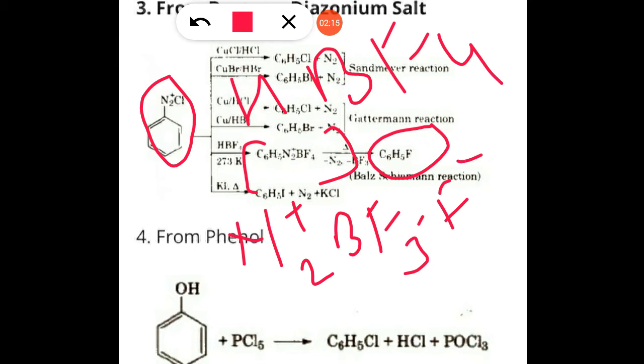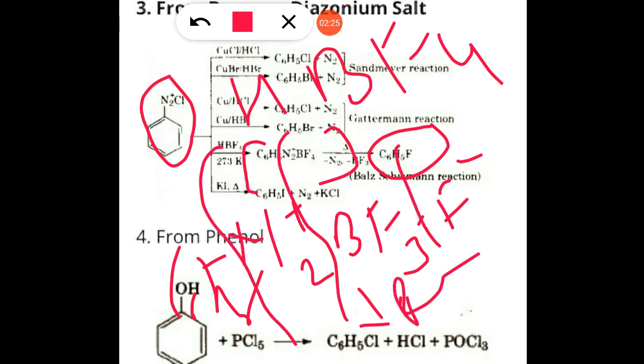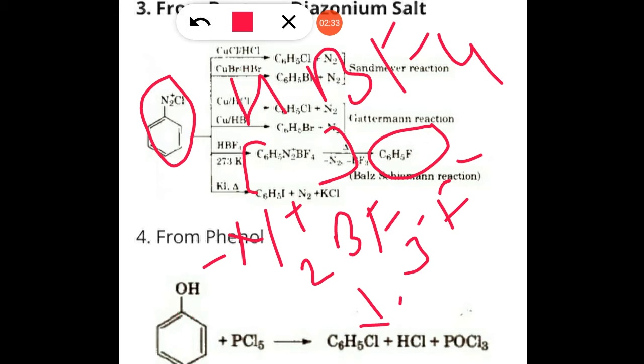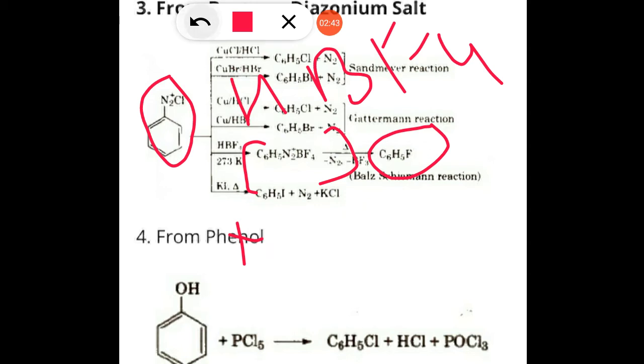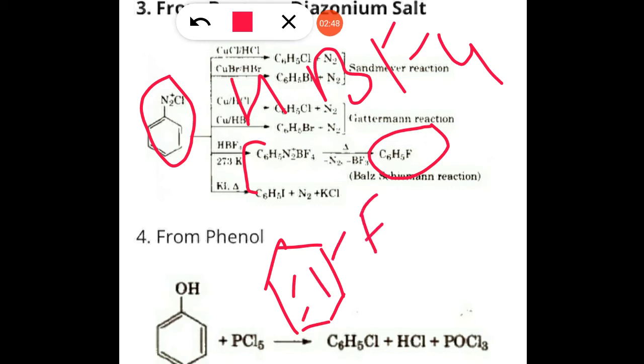Now, this is the benzene C6H5. On heating, it undergoes rearrangement. On rearrangement, N2 gets liberated, and boron trifluoride also gets given out. This fluorine attacks the benzene, so there is a formation of fluorobenzene because N2 is liberated, right? The remaining boron trifluoride is also given out. So there is a formation of fluorobenzene, and this is given the name Balz-Schiemann reaction.